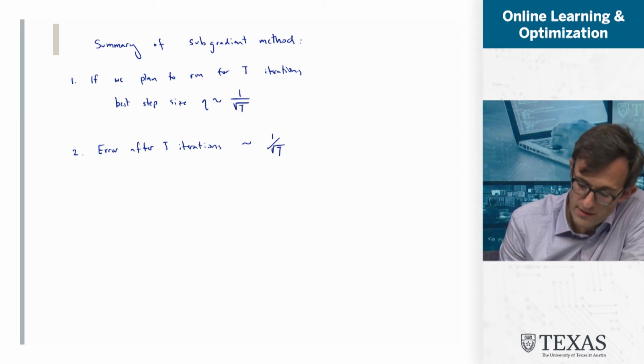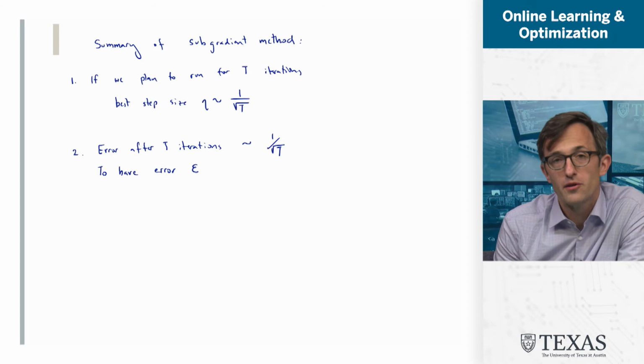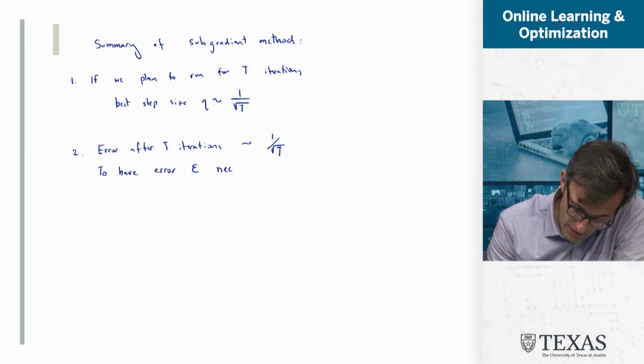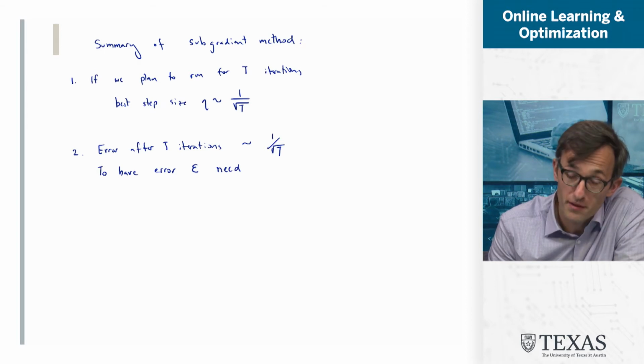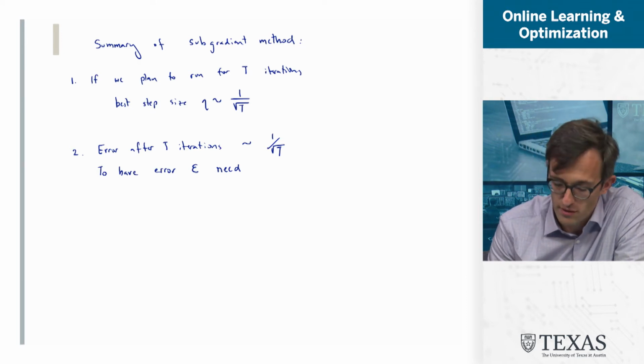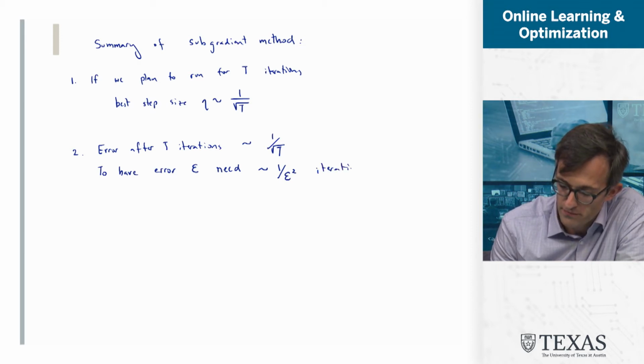Another way to write this is that to have error epsilon, how many iterations do we need as a function of epsilon? We need, if we think about it for a second, I'm equating 1 over square root of t with epsilon. That means I need 1 over epsilon squared. I need the order of 1 over epsilon squared iterations.